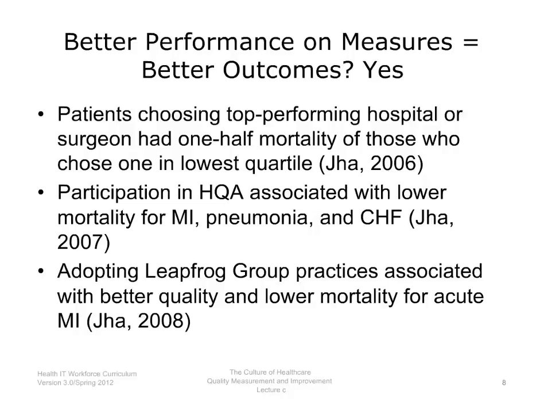It has also been shown that participation in the Hospital Quality Alliance by hospitals is associated with lower mortality for myocardial infarction, MI, pneumonia, and CHF. In addition, it has been shown that adopting the Leapfrog Group practices is associated with better quality and lower mortality for acute MI. So there are some instances where better performance on quality measures leads to better outcomes.